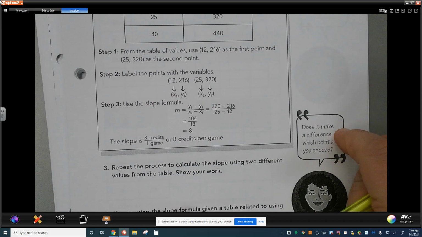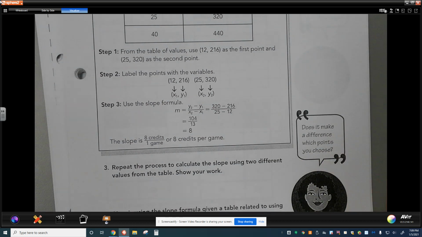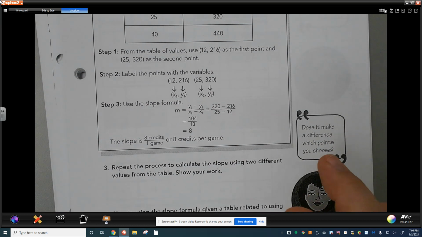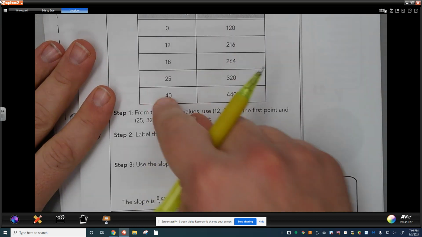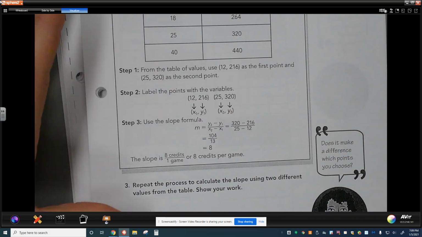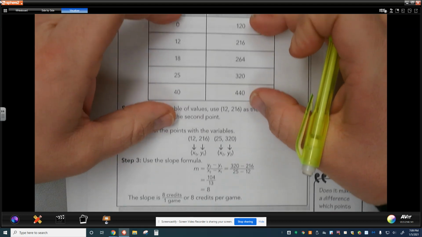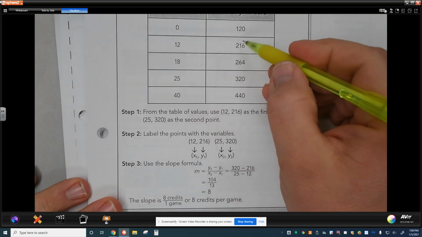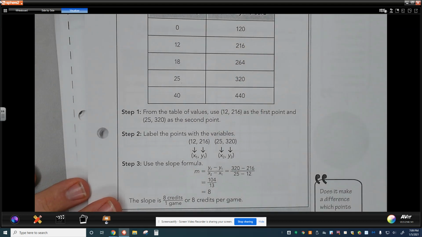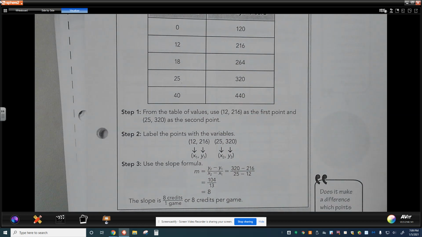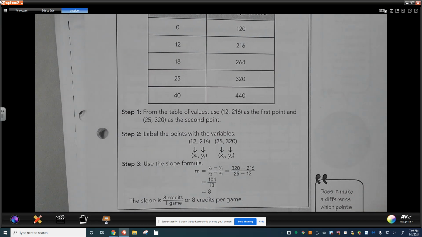But here's the thing. Does it make a difference which points you choose? Absolutely not. We can use the same process for any of the points as we go through. We repeat the steps. Perhaps instead of using these two, we wanted to use 12 and 216 and 25 and 320. We can do that with any other ones. And using the slope formula, we can always find the same slope, but we have to always follow the same order. Otherwise, we're going to get the wrong information.